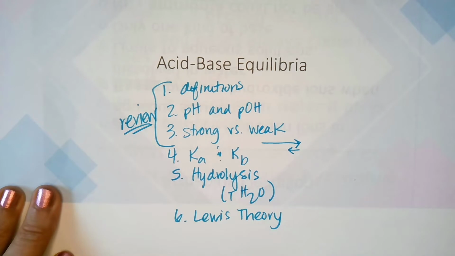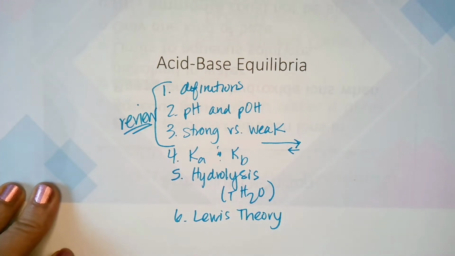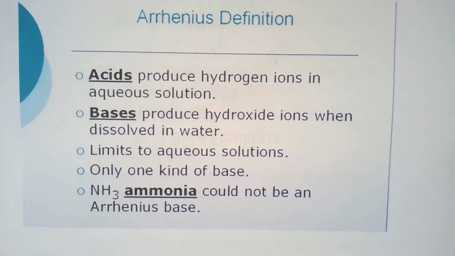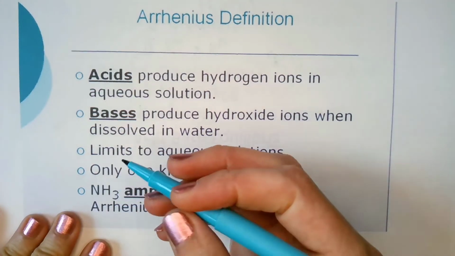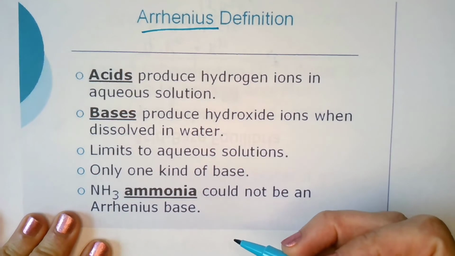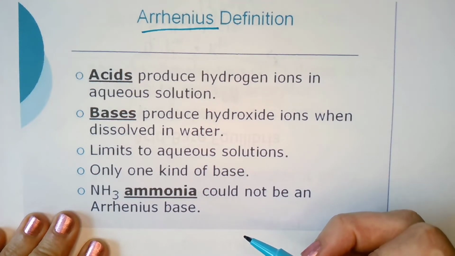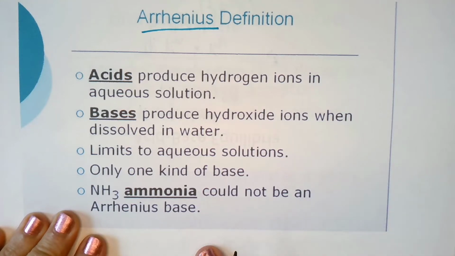So let's go ahead and get started with the first page of our brand new note pack, reminding ourselves about the very first definition we first learned about what acids and bases are. So the very first definition we learned about acids and bases is known as the Arrhenius definition.